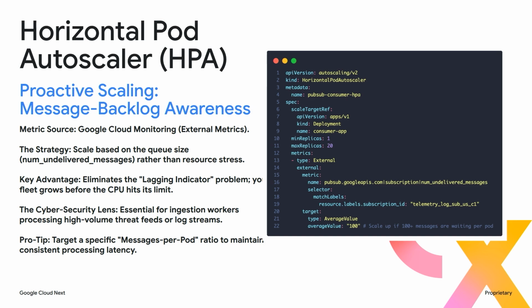To solve this, we use external metrics. If you look at the YAML on the screen, we aren't looking at the pod's value anymore. We're looking directly at the PubSub subscription, especially the number of undelivered messages. Our strategy here is to scale based on the queue size. By targeting an average value of 100, we are telling GKE, hey, I want one pod for every 100 messages within the pipe. The replicas will start growing the moment the backlog increases, often before the existing pods even break a sweat. This is a shift from being reactive to being proactive. Ensure our data stays fresh and our hunters stay informed.